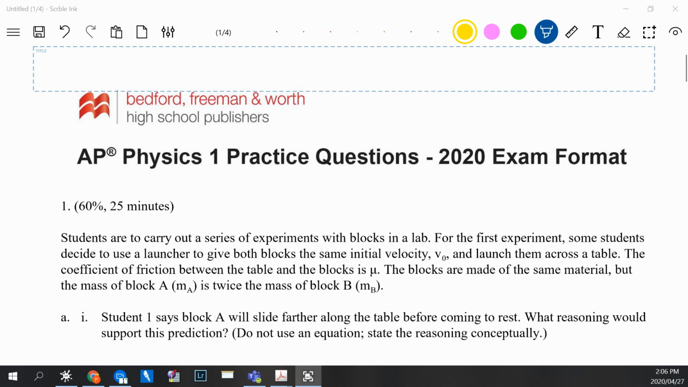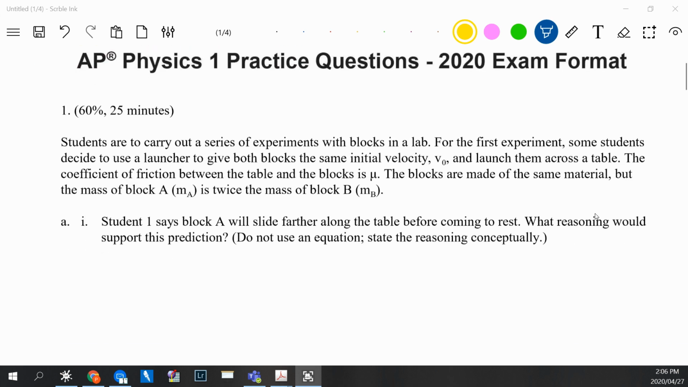Number one. In this question, students are to carry out a series of experiments with blocks in a lab. For the first experiment, some students decide to use a launcher to give both blocks the same initial velocity v0. Just highlighting things so I can keep track of them. So there are two blocks, and they have the same initial velocity v0.